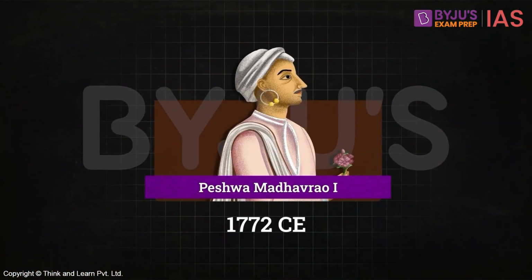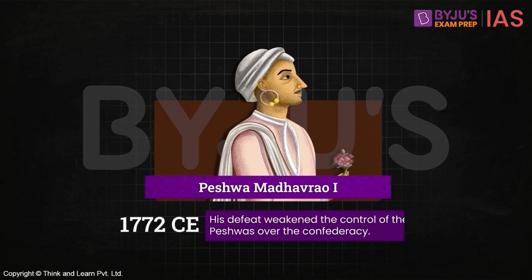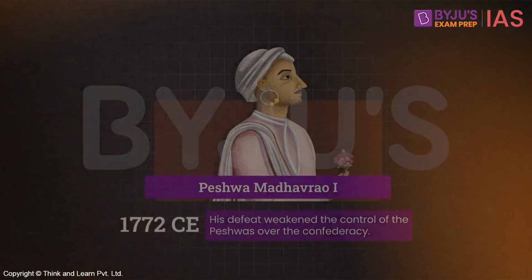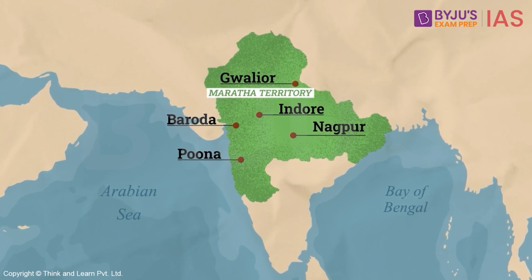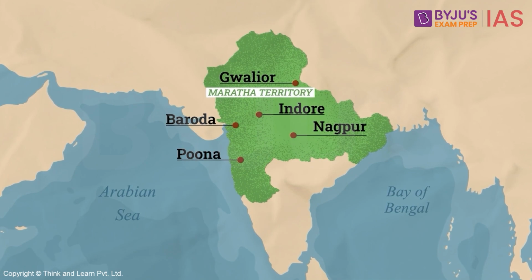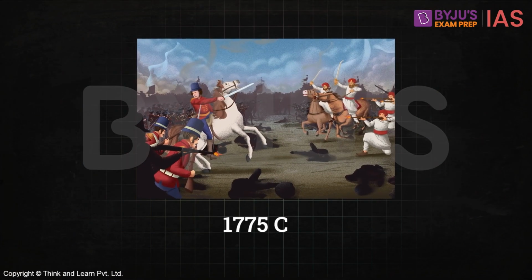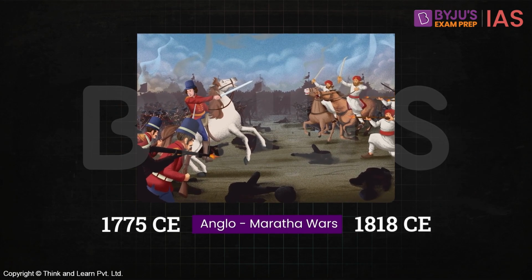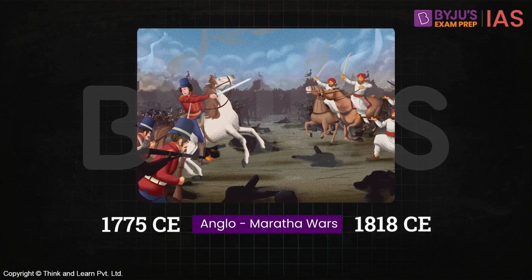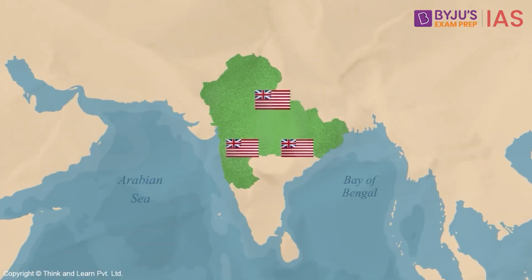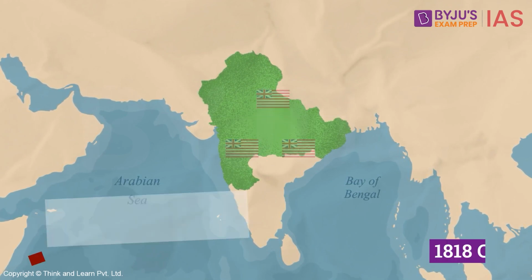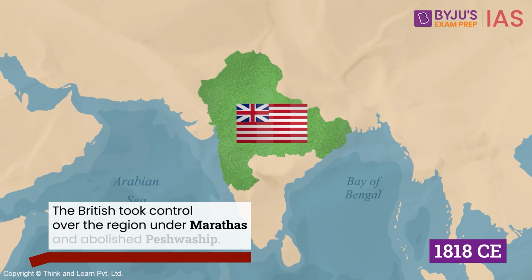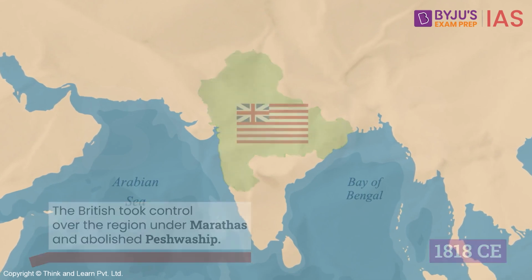The defeat at Panipat and the death of the Peshwa Madhavrao I in 1772 weakened the control of the Peshwas over the confederacy. While each family ruled independently with a united front against the British, they often tended to quarrel amongst themselves. The Marathas and the British engaged in 3 wars from 1775 to 1818, which let the British control members of the Maratha Empire one by one. Finally, in 1818, the British took control of the Maratha territory and abolished the Peshwaship.